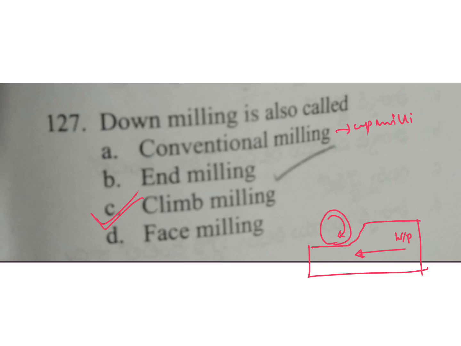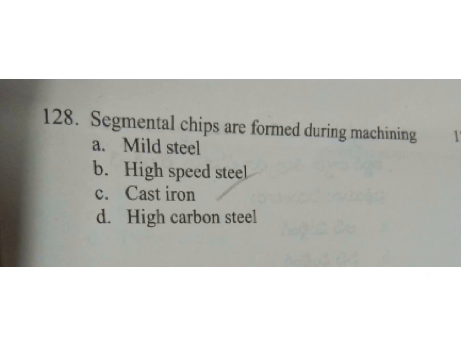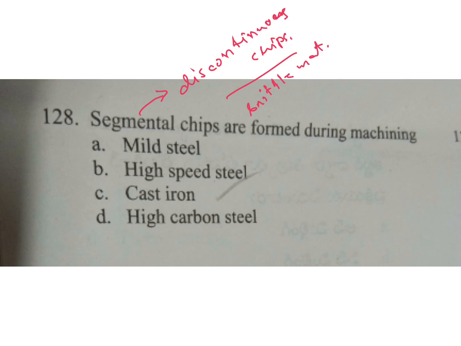Segmental chips are formed during machining. Segmental chips or discontinuous chips are formed in brittle materials. While machining brittle material, we will get discontinuous chips. Mild steel is a ductile material, high speed steel is also ductile, high carbon steel also. Cast iron, we will get segmental chips.